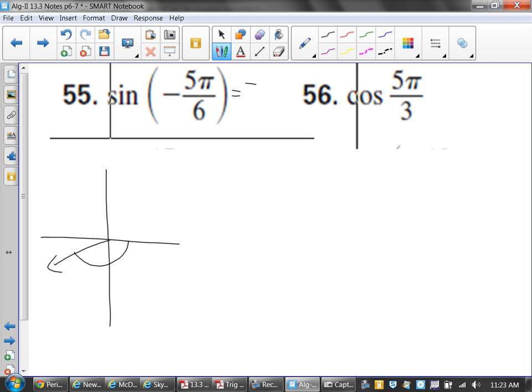So again, if I'm going to draw my triangle, pi over 6 is the 30. Opposite over hypotenuse is 1/2. So the sine of negative 5 pi over 6 will be? Negative 1/2.